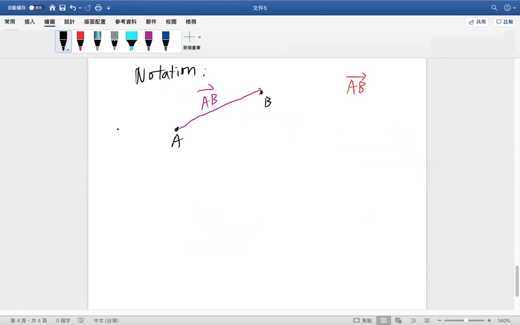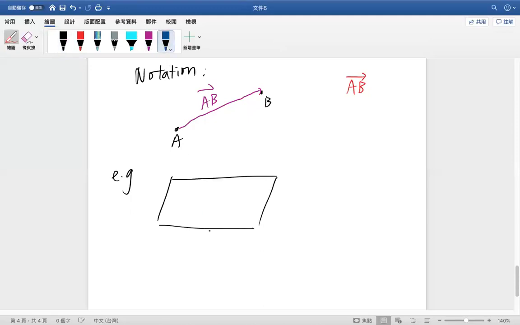Let's look at the following example. Let's say we have a parallelogram. Let me just call this A, B, C, D. This vector is called A, and then this vector is called B. And what we're going to do is find this vector.